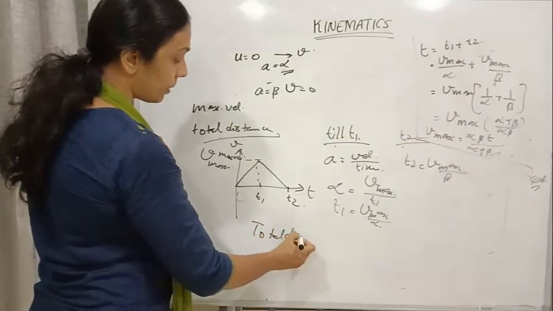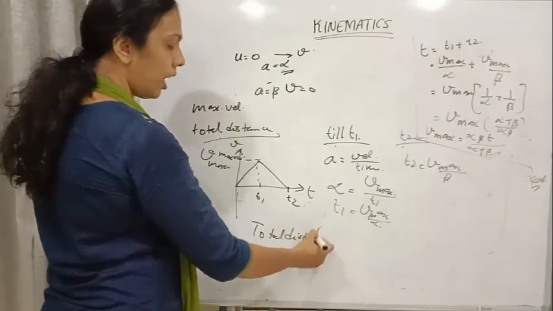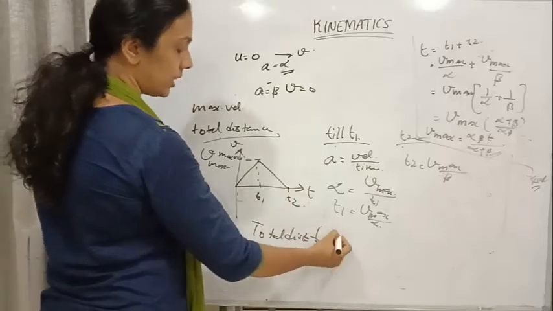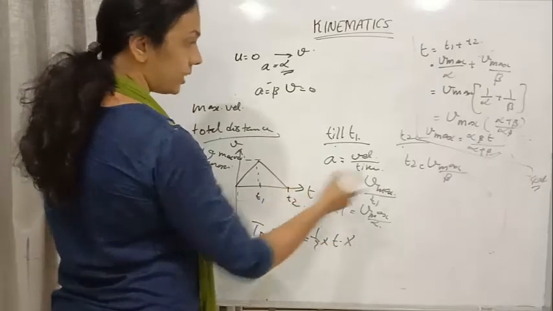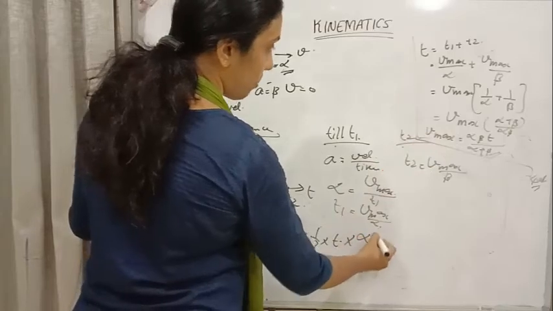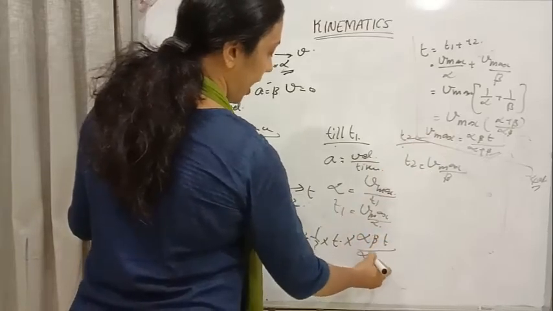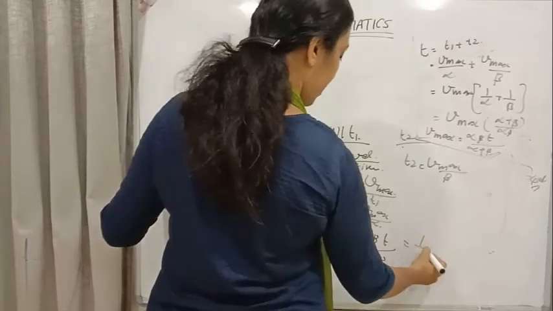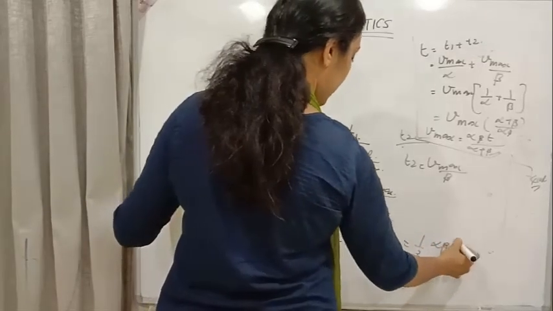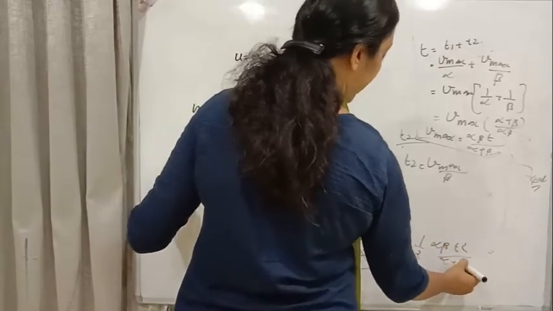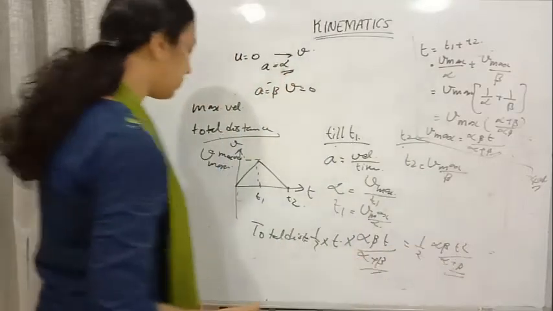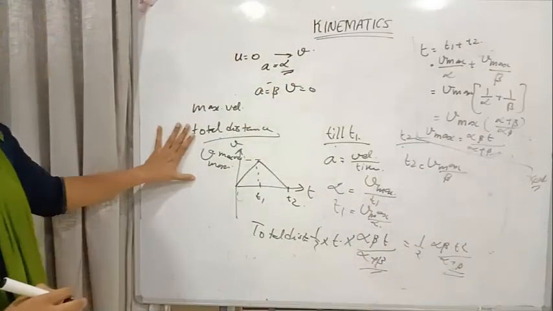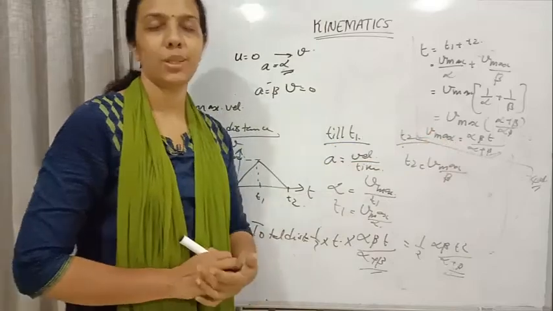will be equal to the area under the graph, half into t1 plus t2, that is t, the base, into the height, which is alpha beta t divided by alpha plus beta. So it is half alpha beta t square divided by alpha plus beta. This will be the total distance covered. Okay, so this is the total distance and the maximum velocity.